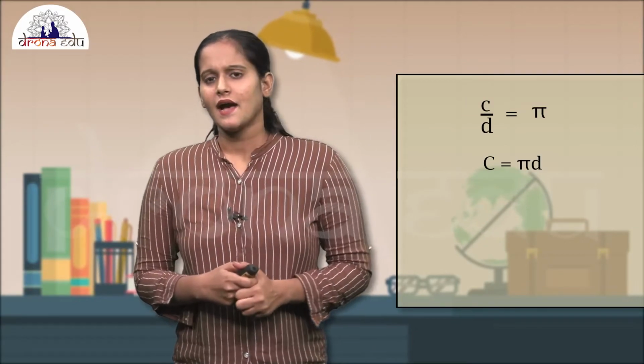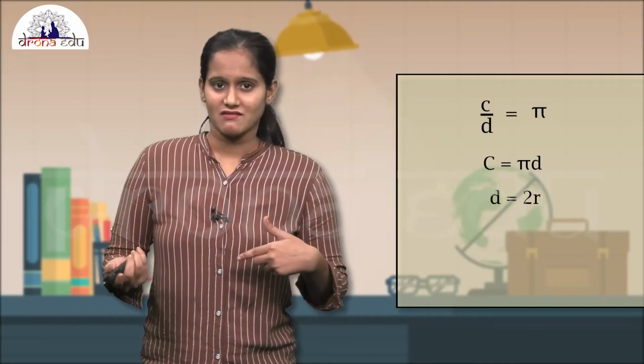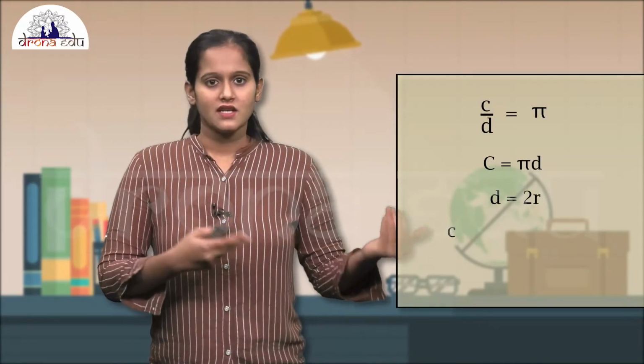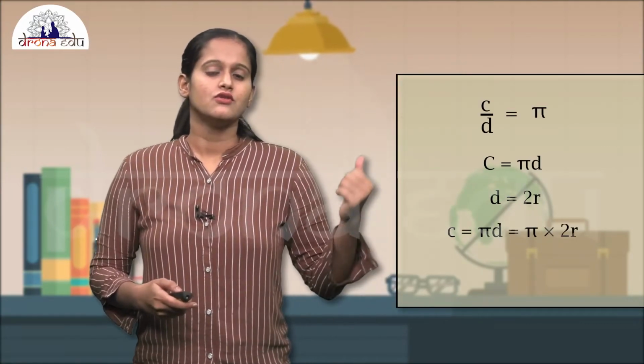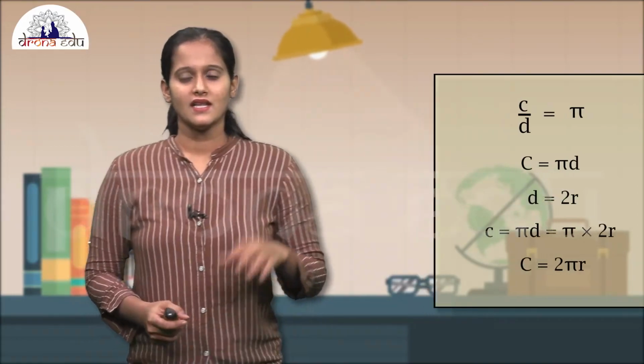We know the diameter D of the circle is nothing but twice the radius, right? Which is D equals 2r. So just substitute here, you'll get the circumference is equal to 2 pi r. So in the next class, let us see how to find the area of the circle. We found the circumference; in the same way, let us find the area of the circle.